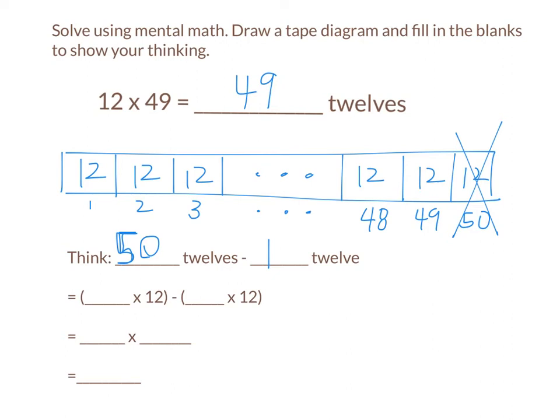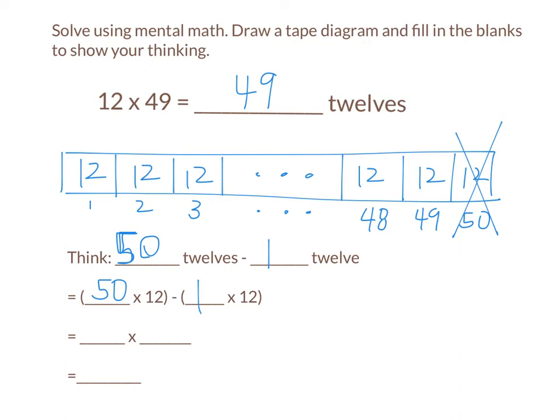Very good. So if I have 50 12s, how do I write that as a math sentence? 50 12s is the same thing as 50 times 12. But I'm not trying to find the value of 50 12s. I'm trying to find the value of how many 12s? 49. So I need to take away how many 12s? 1. Jonathan, how do I write 1 12 using a math sentence? 1 times 12. Very good. Now we can do the math in our head.